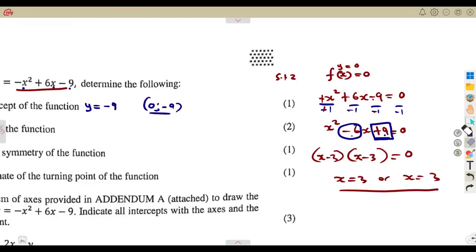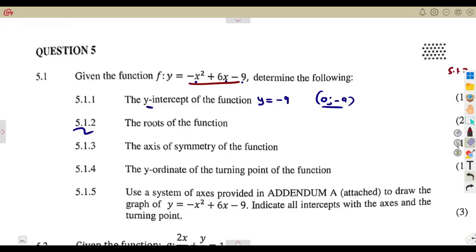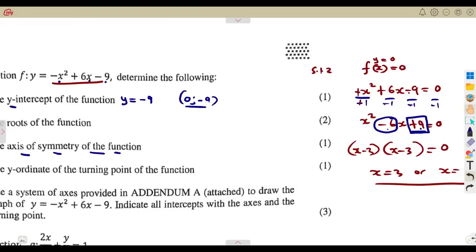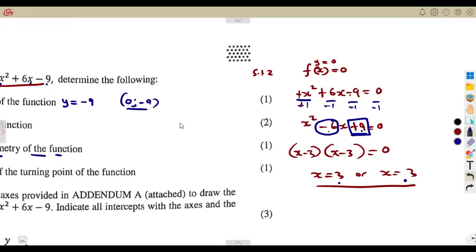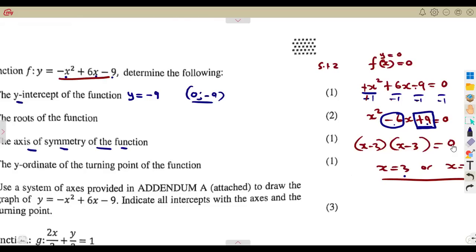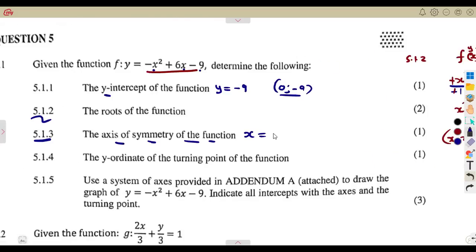All right. We're going to see that when sketching this. Then 5.1.3, the axis of symmetry of the function. Since this is a solution, remember, and it's also a turning point, that is where the axis of symmetry is also obtained. So meaning to say, for the axis of symmetry, x is simply equal to 3. If you understand this, you're just going to write this directly, x is equal to 3. But let's say you do not understand this. What are you going to do?